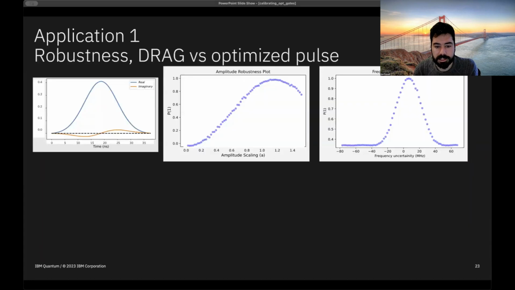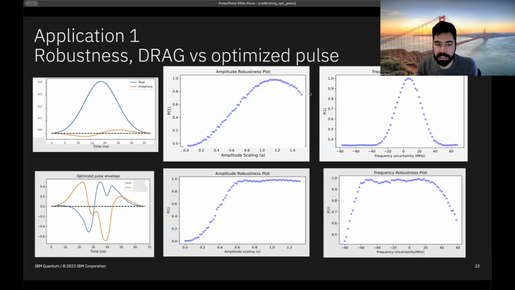Okay. So just to show some experimental data, the top is for DRAG and the bottom is for our pulse that we optimized here. All we're doing here is starting out with the qubit in the ground state. We're applying the pulse once, but sweeping amplitude on the x-axis on this plot and the carrier frequency on this plot. We're plotting the population in the excited state. So as we shift the amplitude away from what we thought it was, how robust is this in terms of being able to invert the state, both to amplitude and to frequency.